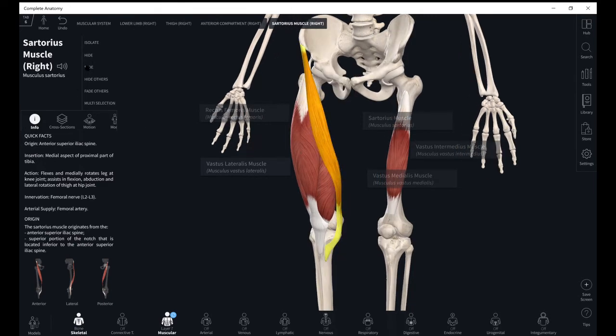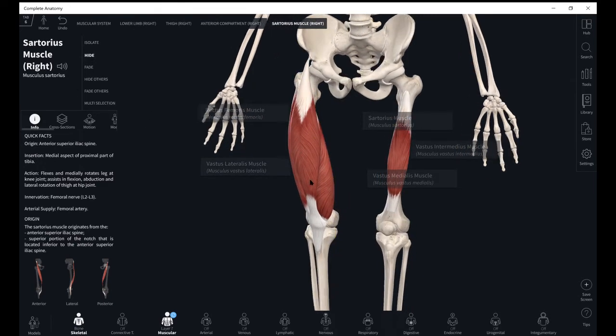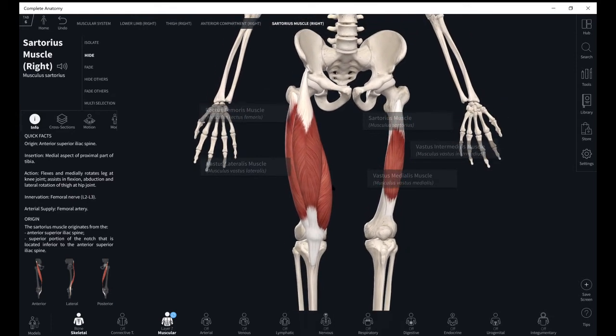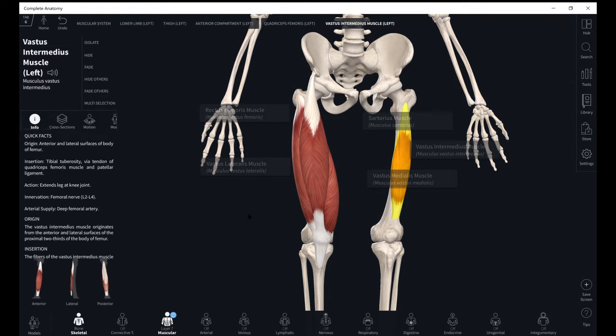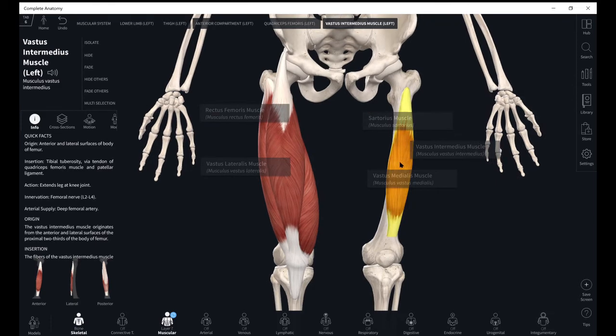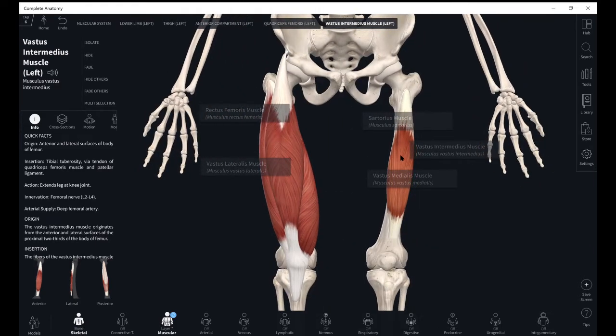Okay, so I'm going to go ahead and hide sartorius so we can have a really good look at the muscles of the quadriceps. First, let's look actually deep at the Vastus Intermedius. Its origin is the anterior and lateral surfaces of the body of the femur. Rotate there. So distal to the greater trochanter, about the line of the lesser. Its insertion is into the tibial tuberosity via the tendon of the quadriceps femoris muscle.